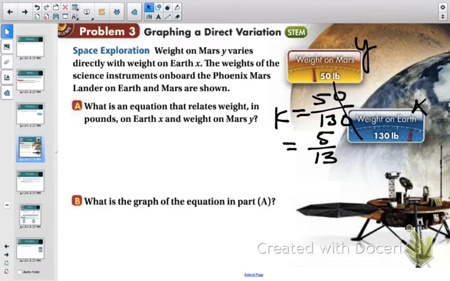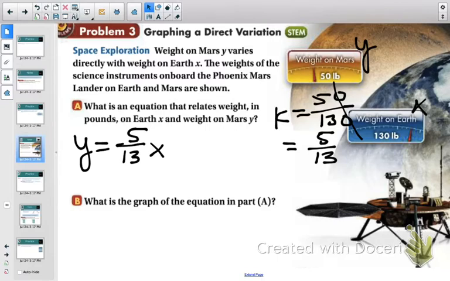So what is an equation? Well, it's going to be y equals 5/13 x. If you want to figure out what you weigh on Mars, just plug in your weight on Earth here. So y equals 5/13 times whatever your weight is, and that's how much you would weigh on Mars. Congratulations, you just lost like 50 pounds probably, I don't know.